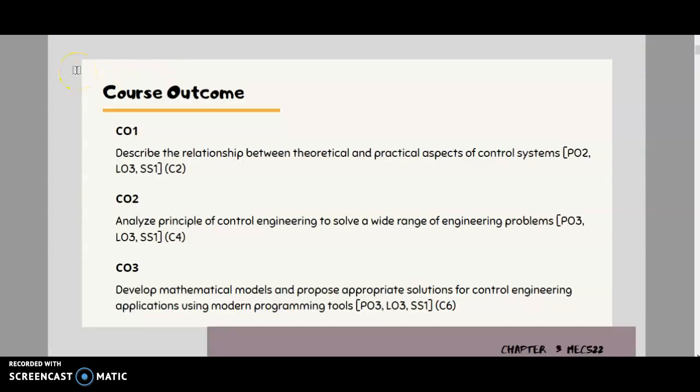This one is the course outcome. Basically, the course outcome is the same as the previous chapters, chapter 1 and chapter 2. In this chapter, we can also find the transfer function and state space using state space. And then you can also type the word transfer function to find the transfer function itself, using MATLAB.